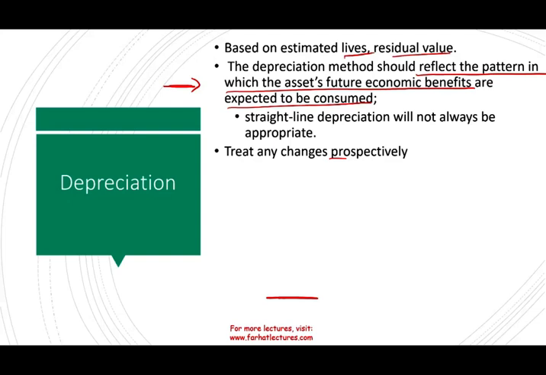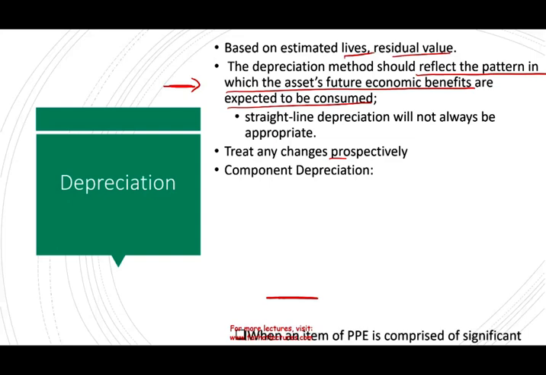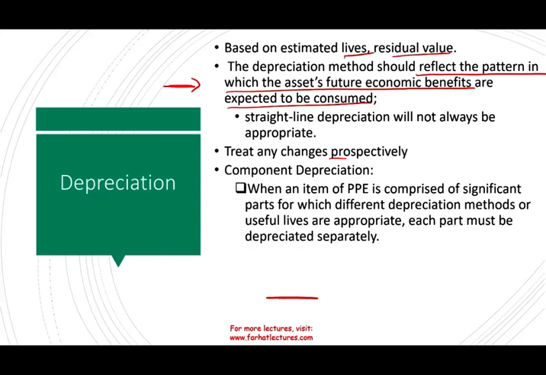But there's something in IFRS that we don't have in US GAAP, and that is called component depreciation. So, when an item of PP&E is comprised of significant parts for which different depreciation methods or useful lives are appropriate, each must be depreciated separately. In simple English, what does that mean? We might have one item, but that item has subcomponents. Then rather than looking at the asset itself, as one asset, you could take the asset at the subcomponent level and deal with it separately.